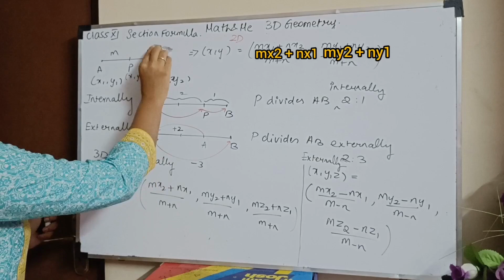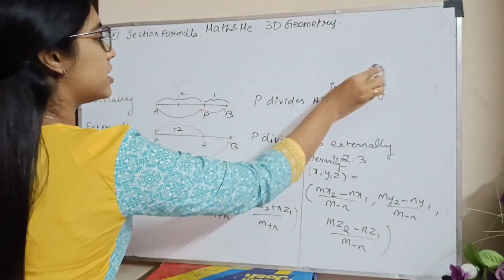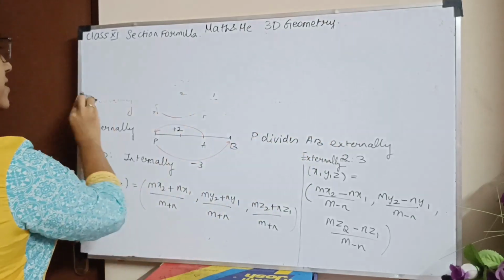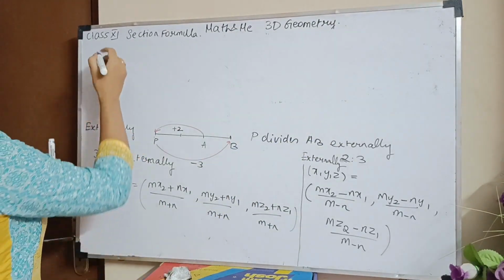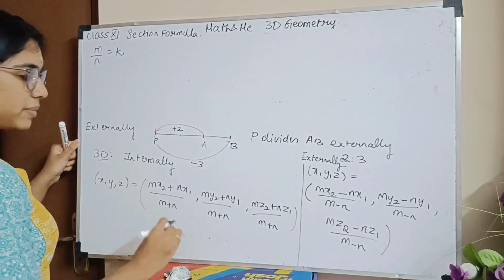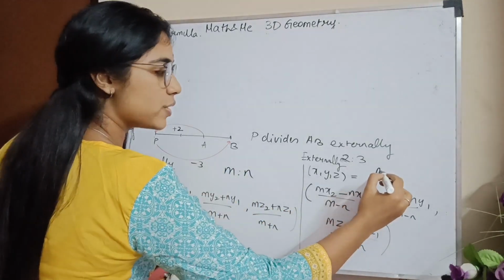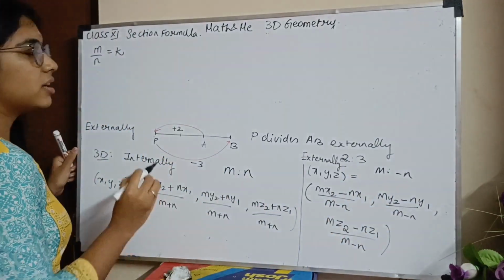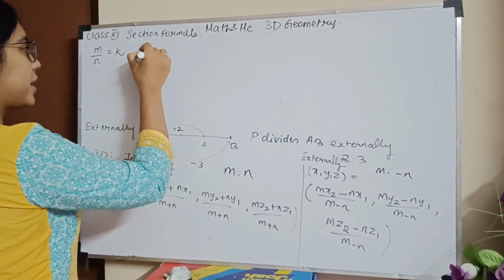You have another section formula, a more general one, where you take the ratio m divided by n to be k. Here, internally the ratio is m is to n, and externally the ratio is m is to minus n. So the ratio m is to n, I am going to take as k. So what will be your final coordinates?